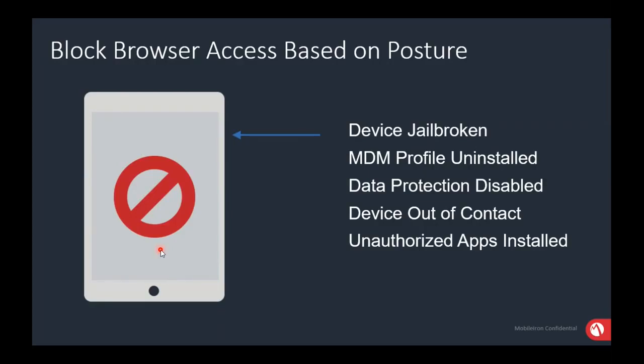And you can also have app control. So you can always have a list of blacklisted applications. When any user tries to download or has these blacklisted applications installed on their mobile device, you can automatically revoke their access to corporate data.